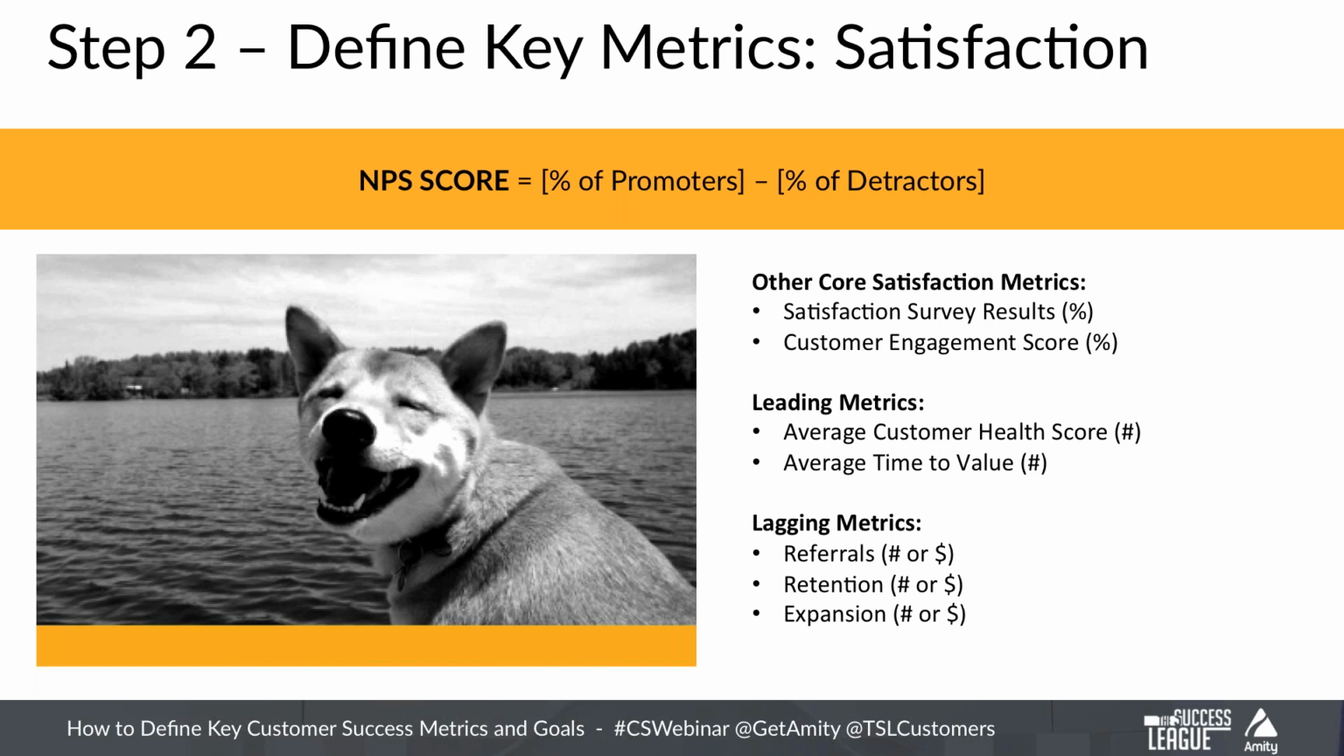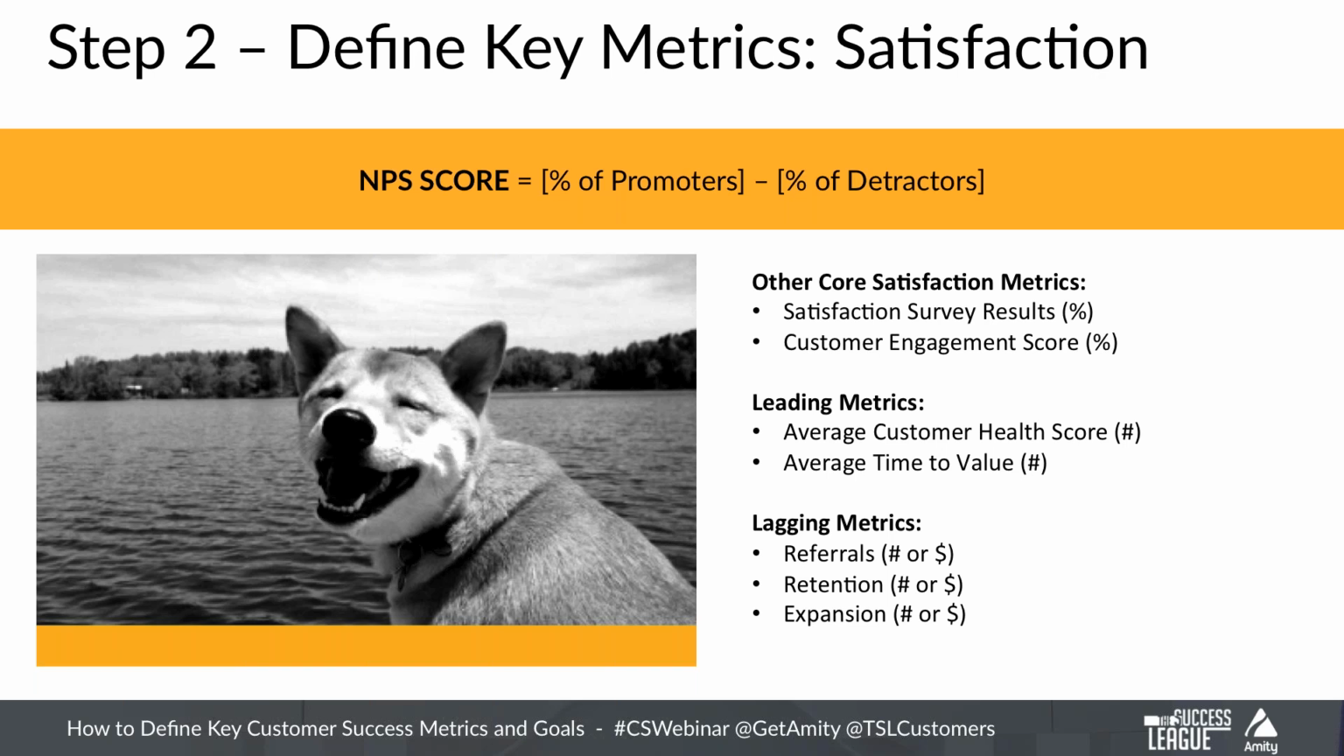Some leading metrics in the area of satisfaction are average customer health score. Again, that can inform how satisfied they are, and average time to value. So if they're seeing value really quickly, they will be more satisfied. If the time to value is really stretched out and implementation is taking a really long time, that can impact customer satisfaction. Lagging metrics are, of course, the ones that we've just talked about, so retention and expansion, but also referrals.